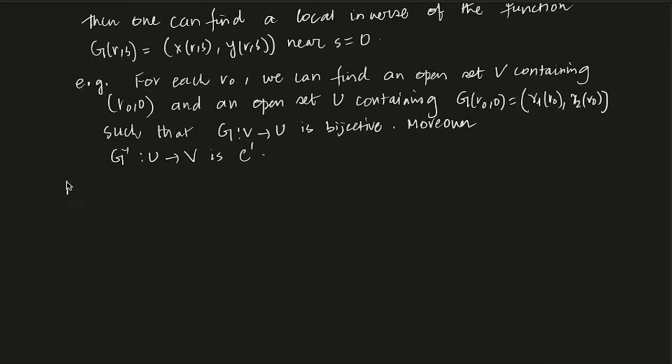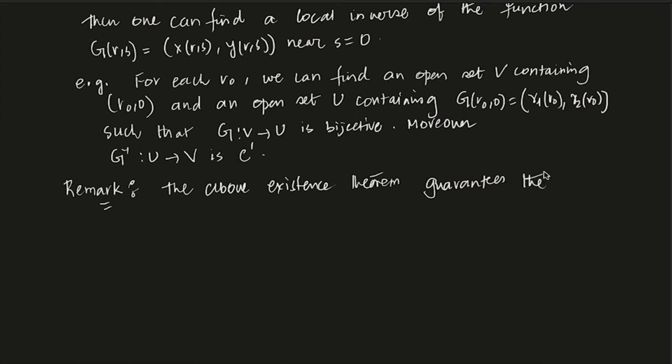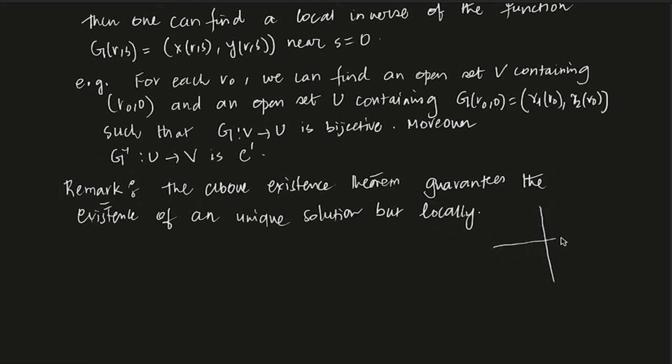So before we prove anything, this is a small remark. The above existence theorem guarantees the existence of a unique solution, right? It is saying that there is a neighborhood of (r naught, 0) where the solution is unique, but locally. Think about this thing. Let's say this is your domain, right? Let's say the whole domain, and the initial curve is this.